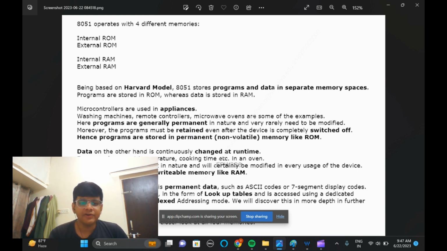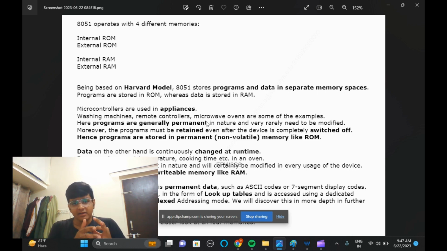So microcontrollers are used in appliances. For what appliances? I have already told you examples: washing machines, microwave ovens. Here programs are generally permanent in nature. Why permanent? Programs need not be changed, but data needs to be changed. I gave the example of the temperature set in an oven. That is data that changes every day, because I cannot cook tea at the same temperature as I bake a cake. I need different temperatures each time I insert a dish into the oven. Hence programs are permanent.